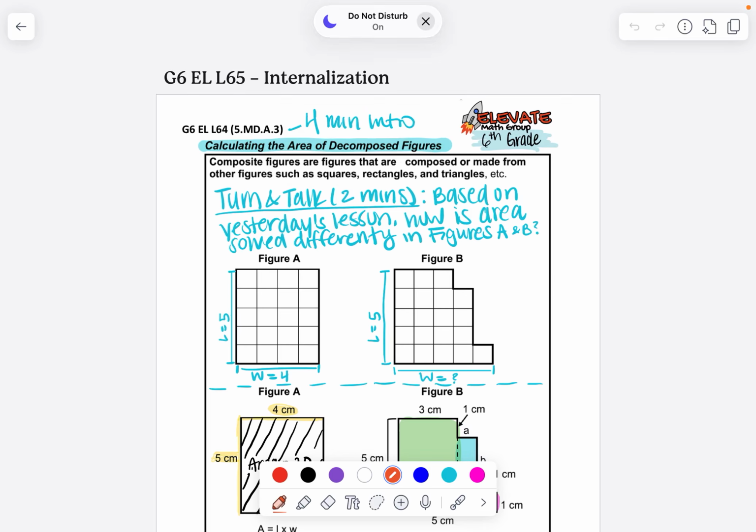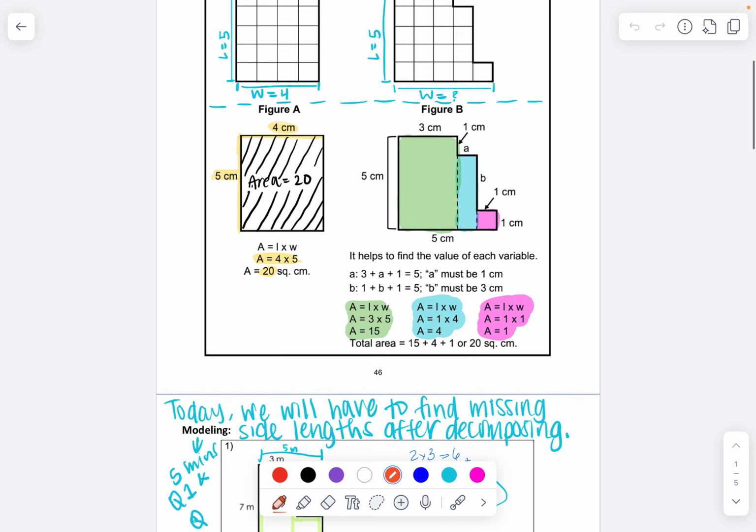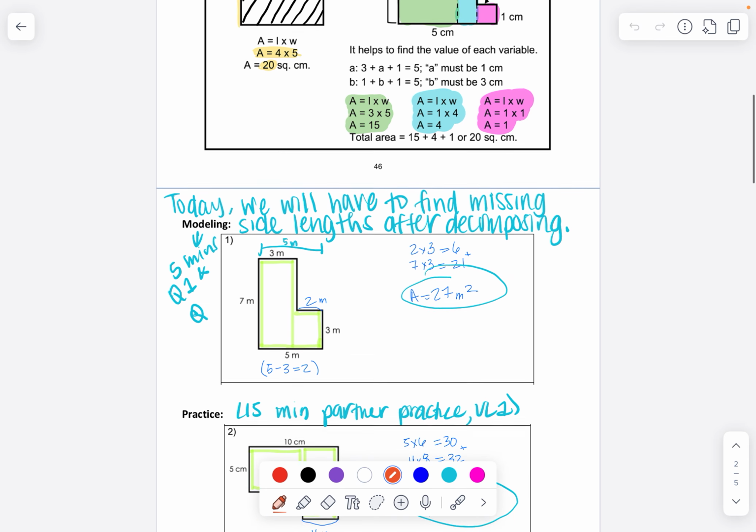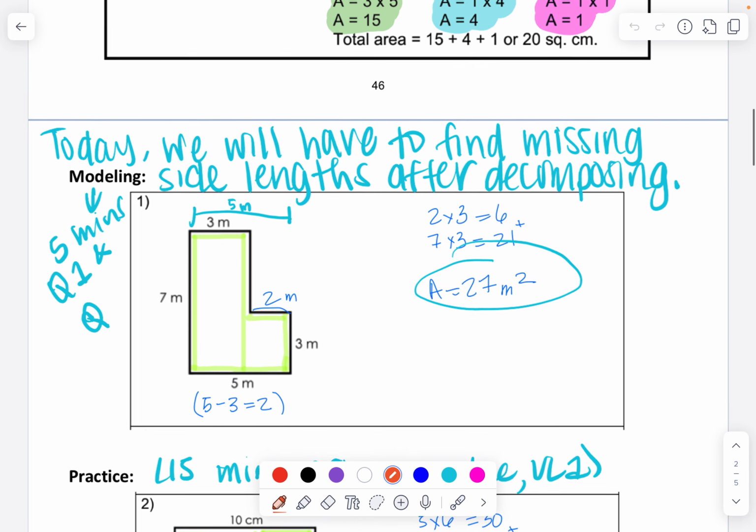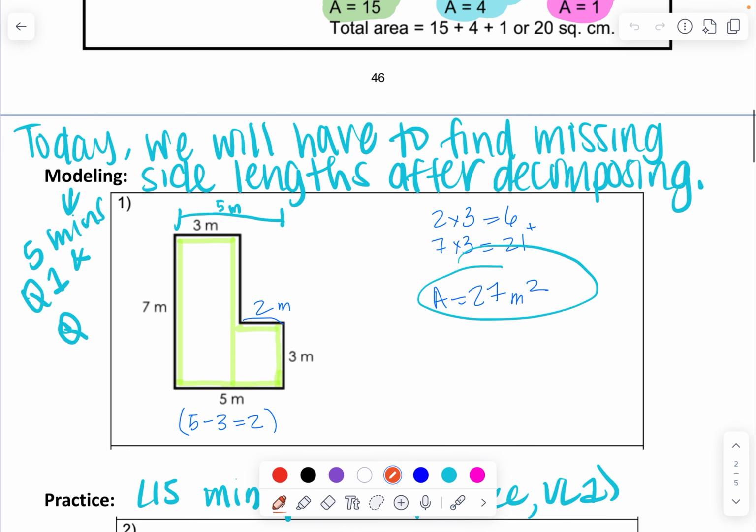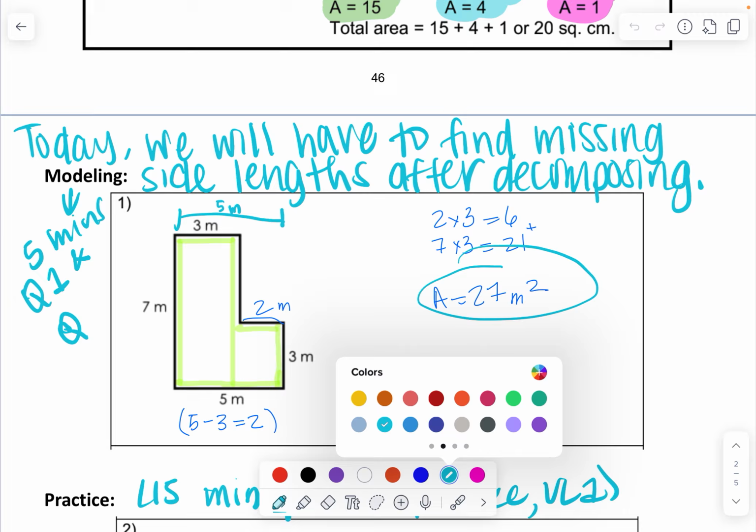Hi everyone, so this is sixth grade Elevate Lesson 65, continuing our work with composite figures. Yesterday, students were able to decompose figures into known shapes in order to find the area of irregular figures. Today, they're going to be continuing that work. So we're not going to spend too much time on the intro. We're just going to jump into our teacher model, which this question is very similar to our exit ticket question from the day before.